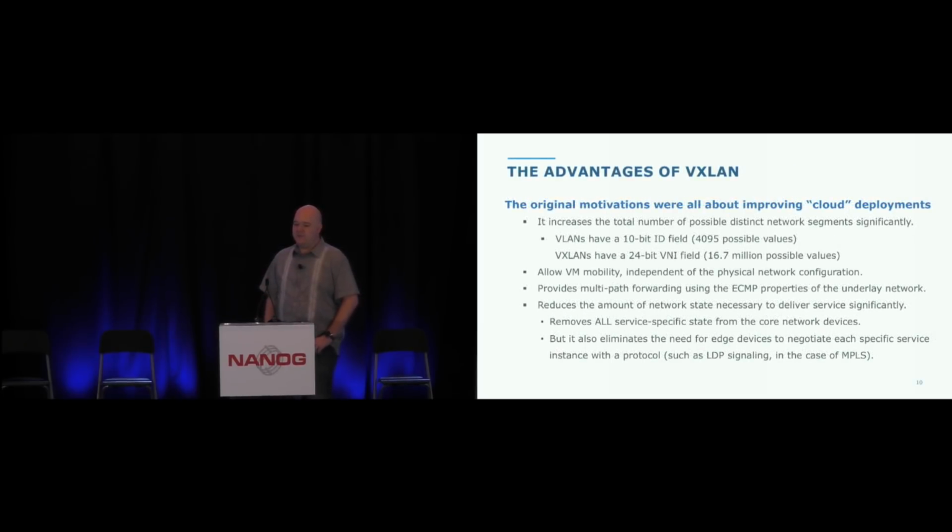So the original motivations behind this were, like I said, all about cloud, right? When you're trying to build these massive scale cloud infrastructures, you have to have a way to solve these problems. So VXLAN took you from a 10-bit field in VLAN space all the way up to a 24-bit field. So you get 16.7 million possible combinations. That's enough to work with. It's very easy to do VLAN mobility, right? You can move these VLANs around across this very large network.